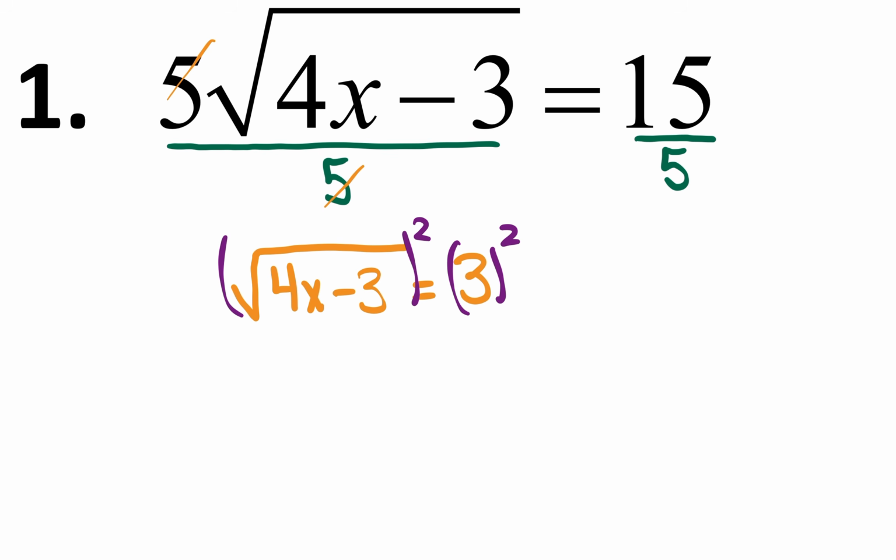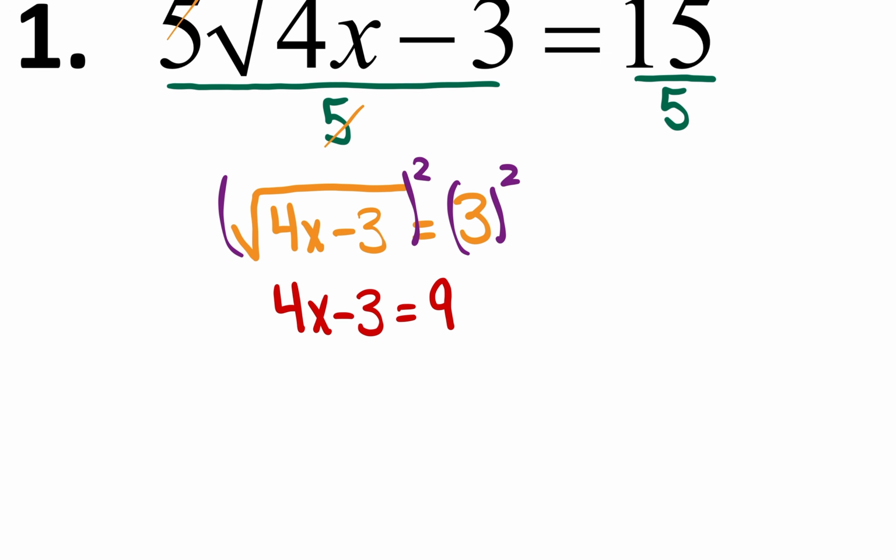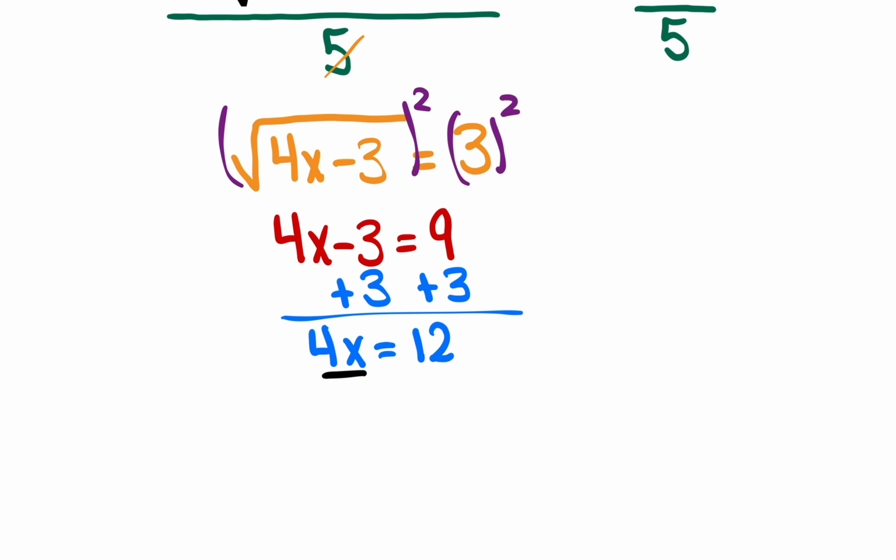This will leave me with 4x minus 3 is equal to 9. I will then add 3 to both sides, plus 3, plus 3. This will leave me with 4x is equal to positive 12. Then I will divide both sides by 4. And this will leave me with a final solution of x is equal to positive 3.